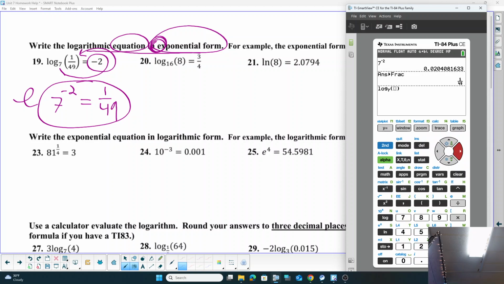So log base 7 of 1 divided by 49 is negative 2. It's a true statement.